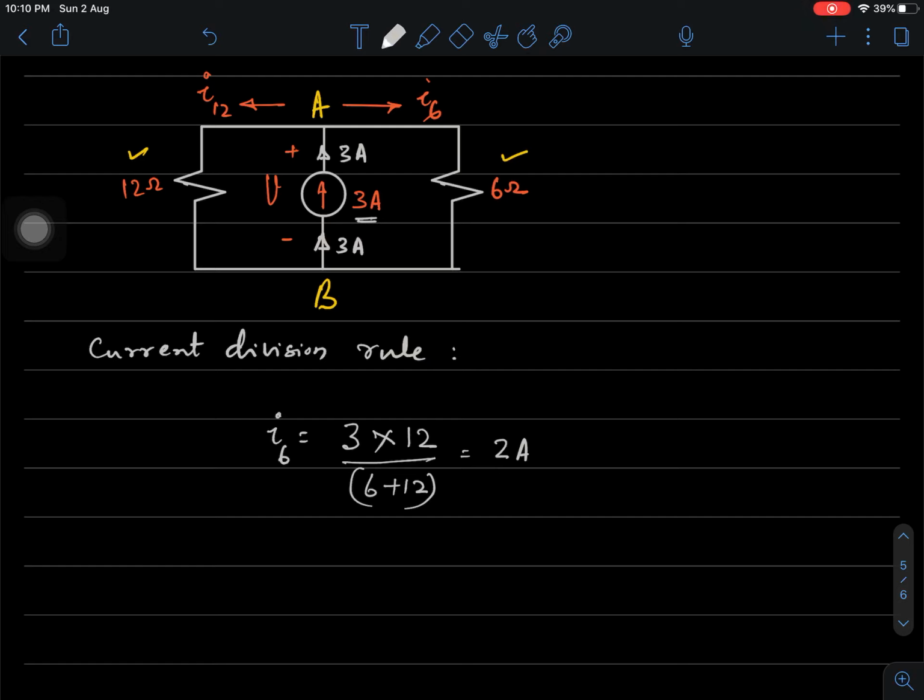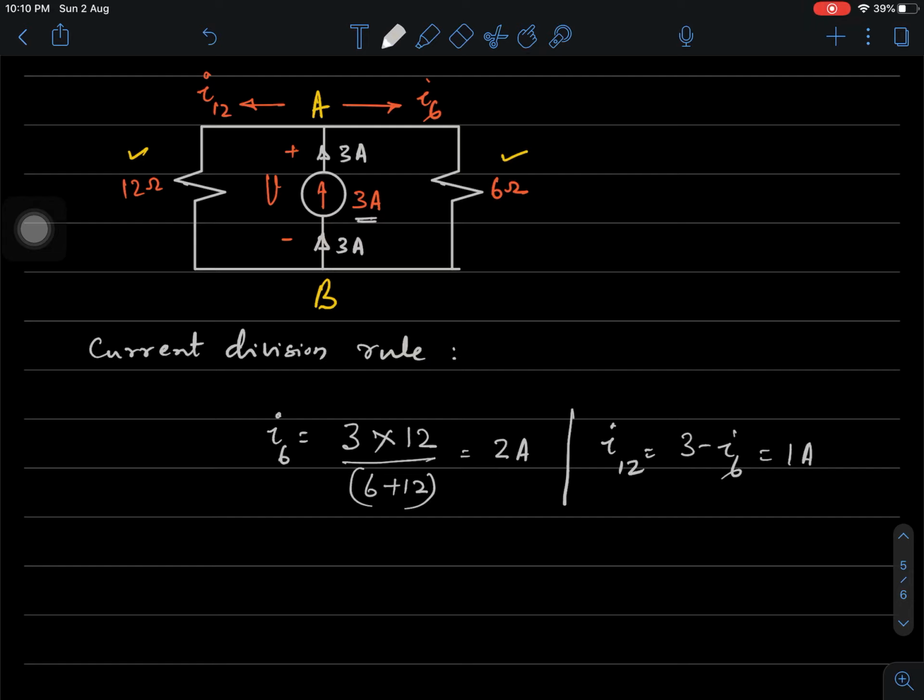Alright. So, if I6 is 2 amperes, what is I12? You need not apply current division now, because we can apply KCL at the junction. I12 is 3 minus I6. So, this is 1 ampere. So, we have computed both the currents I12 and I6.